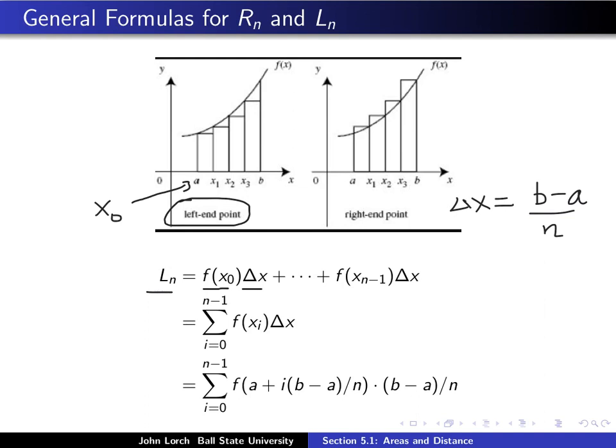Okay, so we keep doing that until we get down to the last rectangle, and the left endpoint of the last subinterval is going to be not x sub n, but x sub n minus 1. All right, so then again, as on the previous slide, we can abbreviate addition using the Greek letter sigma, except this time the values of i are going to run not from 1 to n, but rather from 0 to n minus 1.